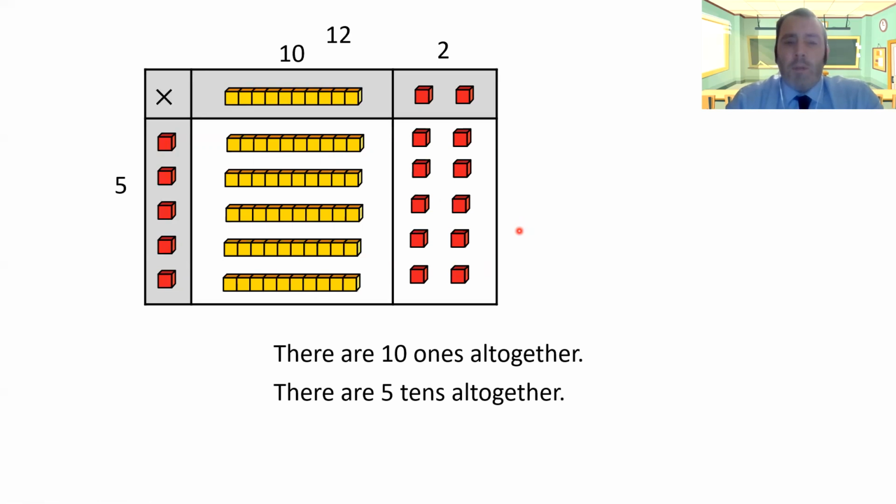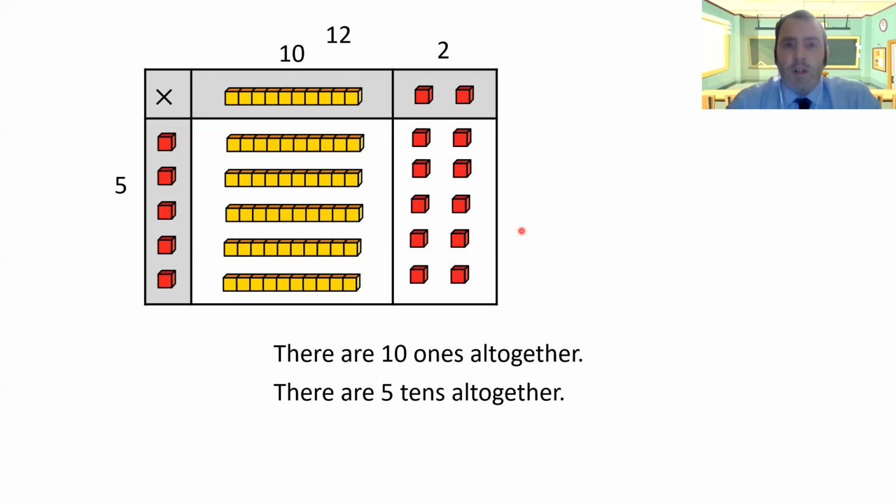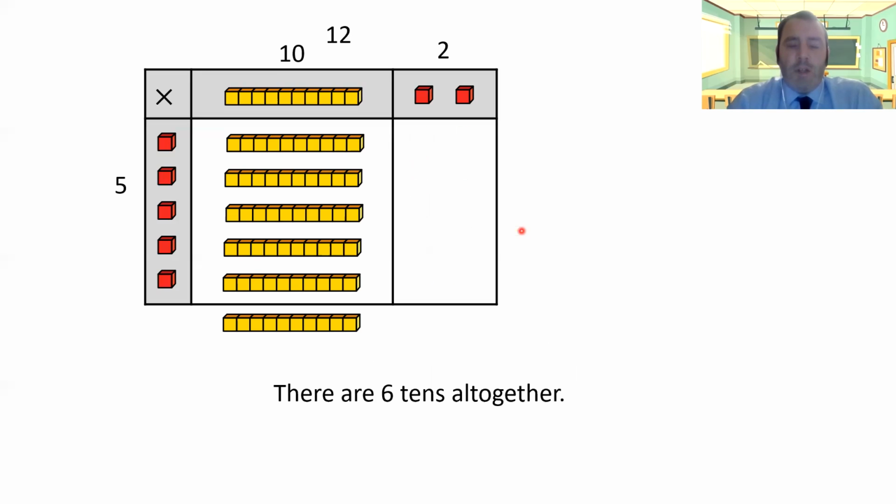Now I've got a problem with my 10 ones. I can't have that many in there, so I need to complete an exchange. So I need to exchange my 10 ones here for an extra 10. That now means I've got 6 tens. 1, 2, 3, 4, 5, 6 tens altogether.